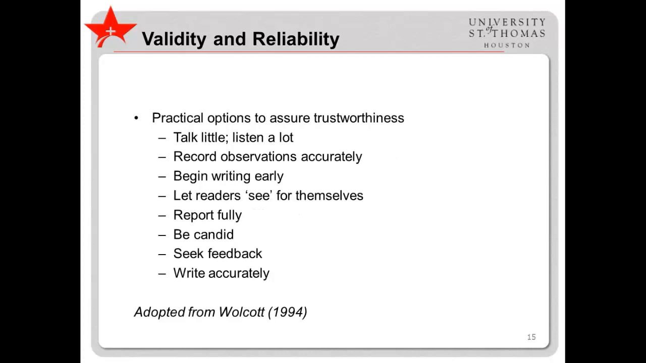In addition, Wolcott provides practical options to assure trustworthiness in qualitative research. These include talk little, listen a lot, record observations accurately, begin writing early, let readers see for themselves, report fully, be candid, seek feedback, and write accurately.